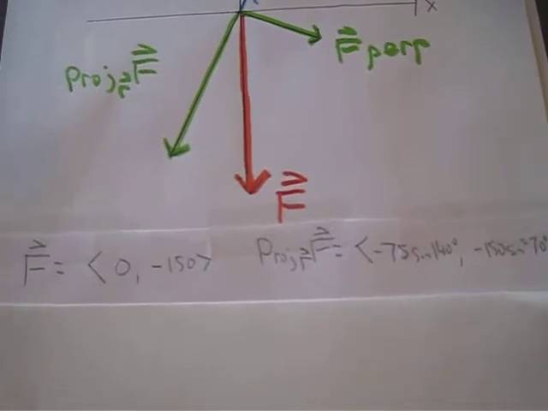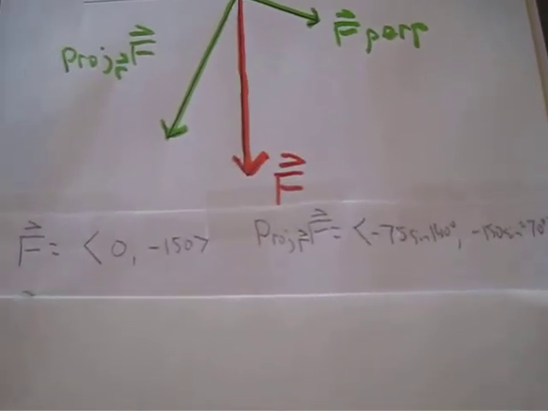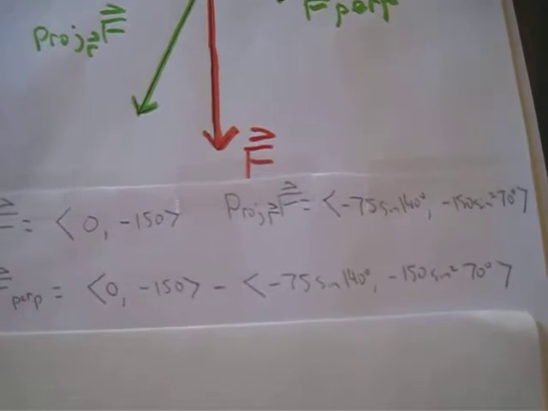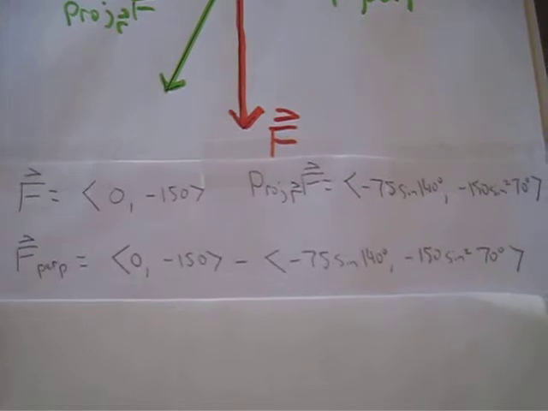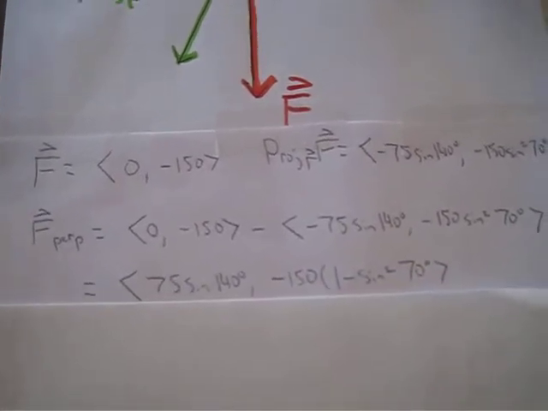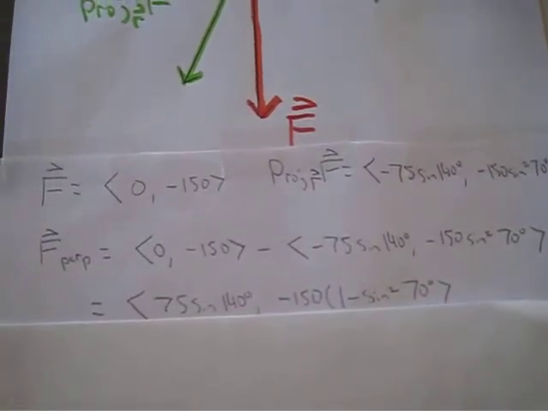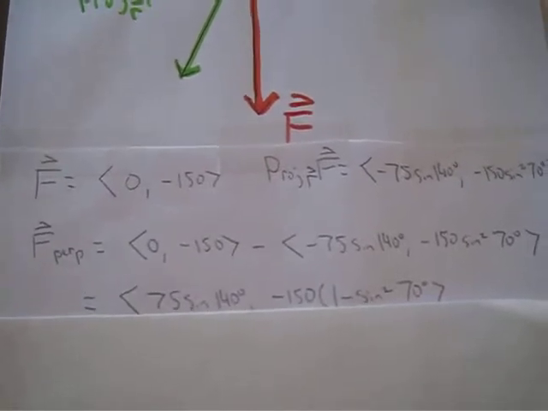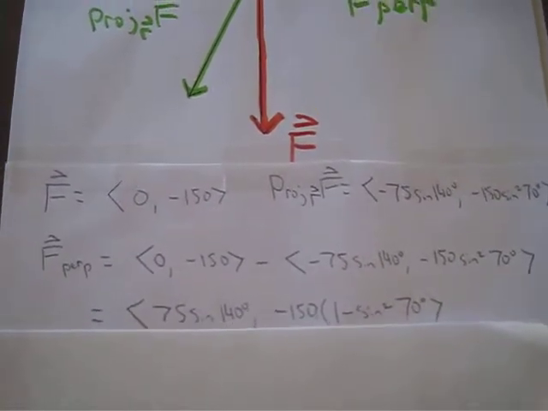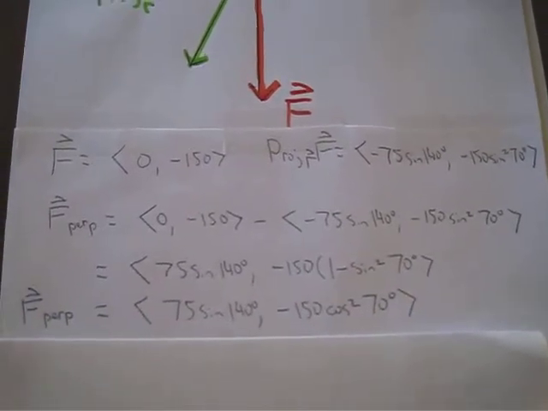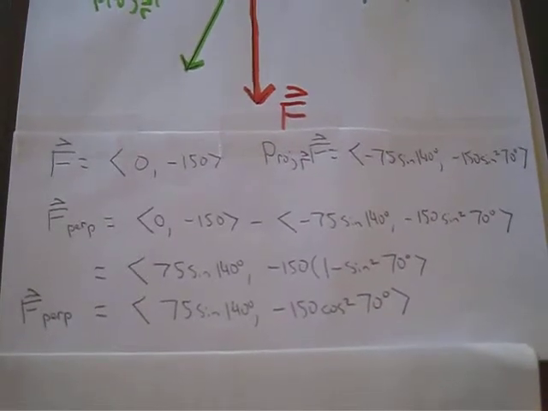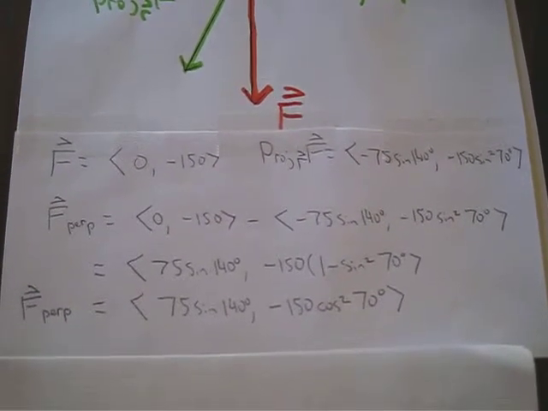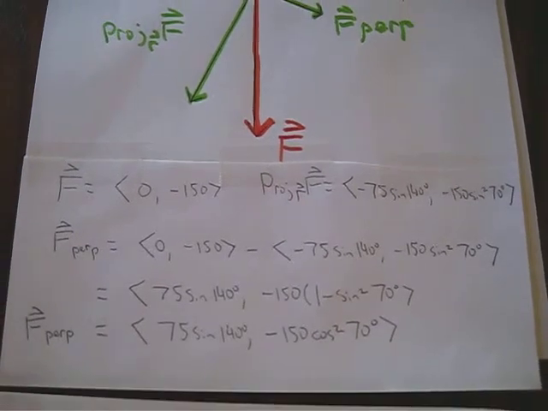It's pretty straightforward. We take F, projection of F on R. F perp is then the difference of those two. F minus the projection of F on R equals 75 sine of 140, and negative 150 times 1 minus sine squared 70. 1 minus sine squared 70 simplifies to cosine squared 70. So our F perp is 75 sine of 140 in the i component, and negative 150 cosine squared 70 for our j component.